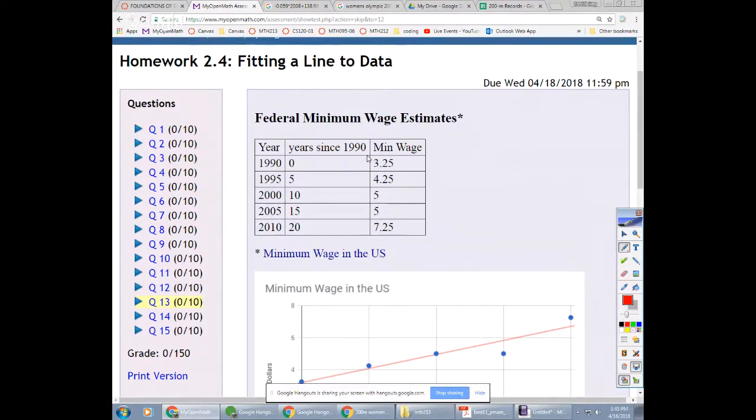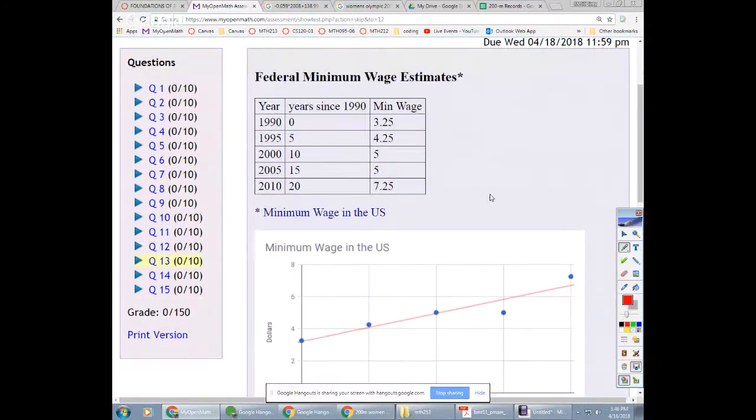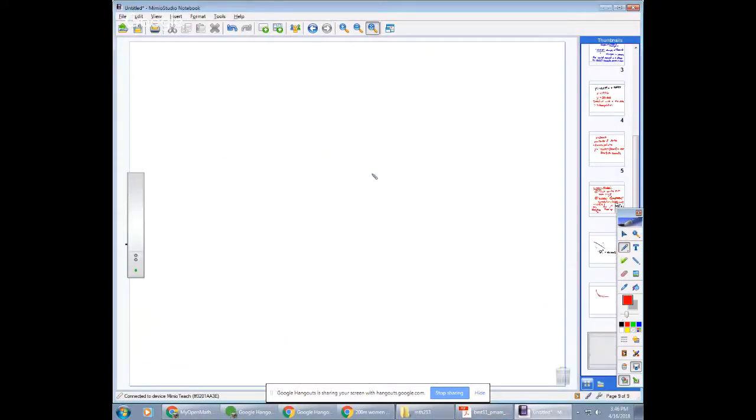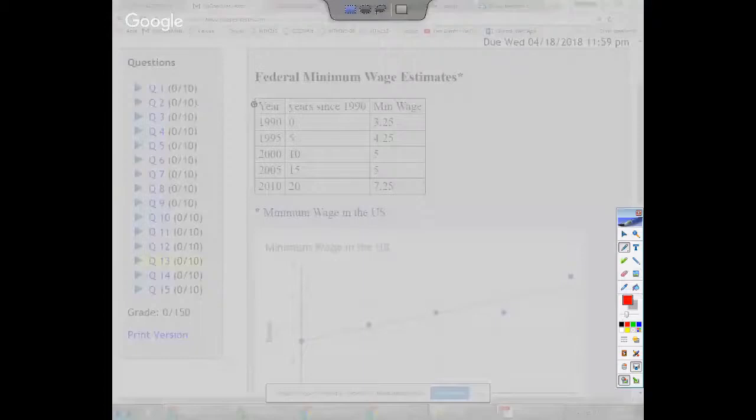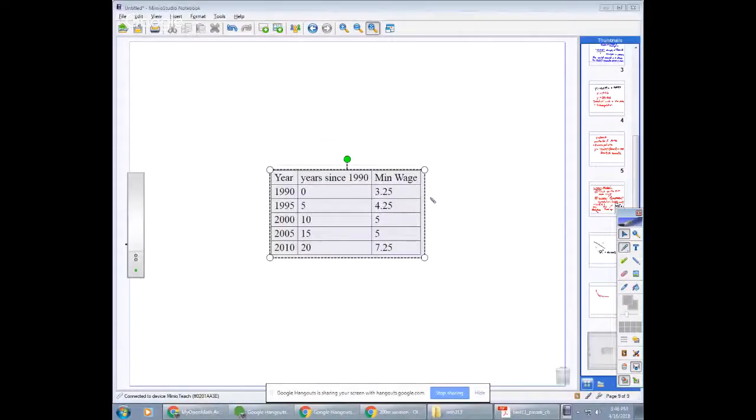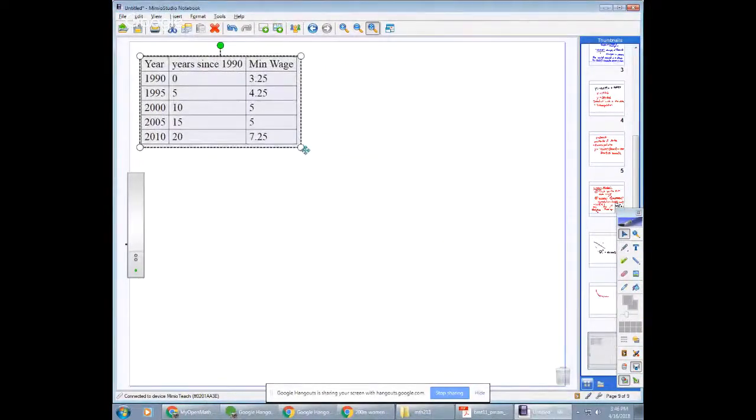Okay. So on a piece of paper, if you like a piece of graph paper, I have some here. Grab one and pass it around. What I'd like you to do is make a plot of these years and those minimum wages. And we're going to attempt to find the line again. All right, so here's our data.